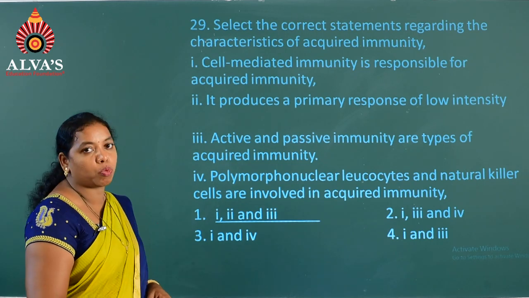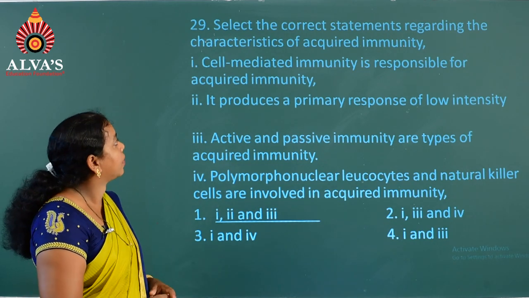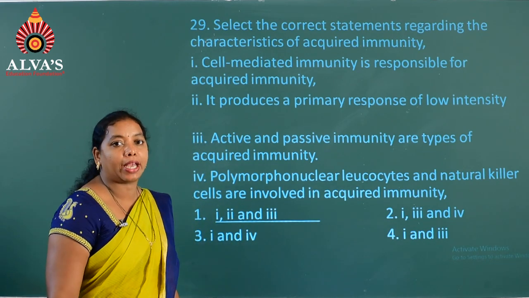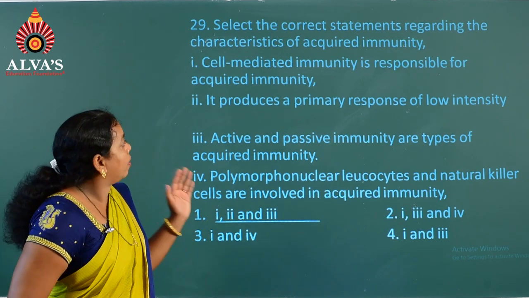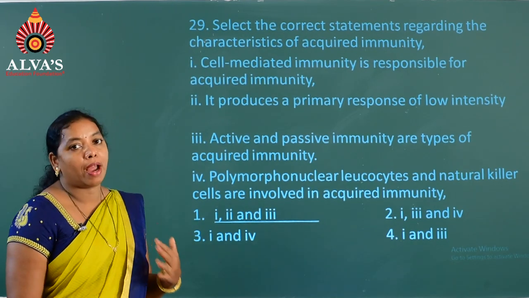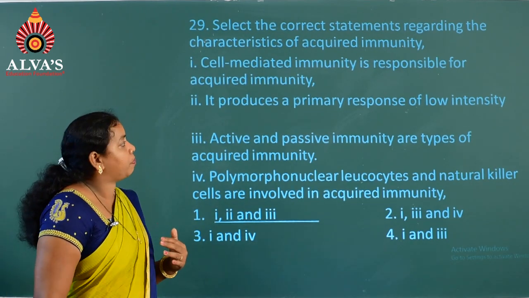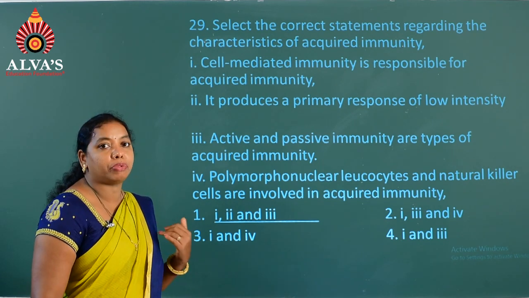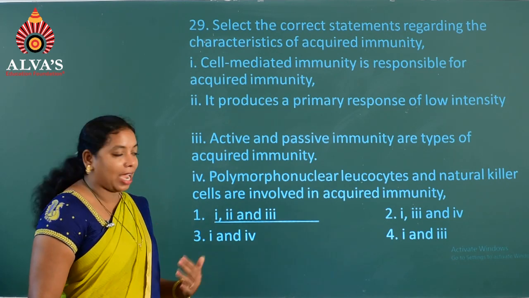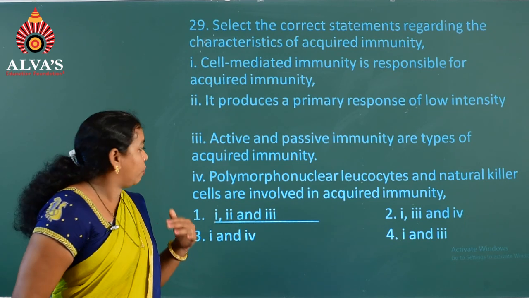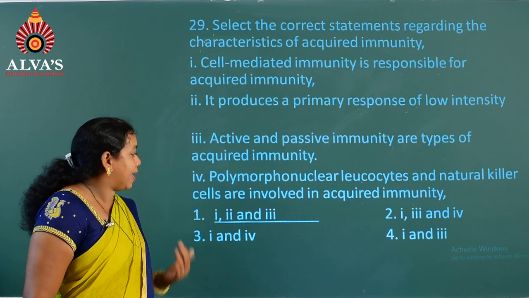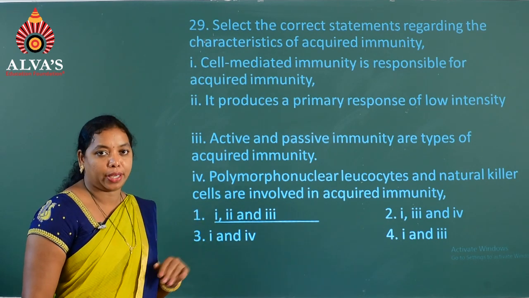Going to discuss the next question, question number 29. Select the correct statement regarding the characteristics of acquired immunity. The first one, cell-mediated immunity is responsible for acquired immunity. The second one, it produces a primary response of low intensity. The third one, active and passive are types of acquired immunity. And the fourth one, polymorphonuclear leukocytes, that is PMNL, and NK cells are involved in acquired immunity.